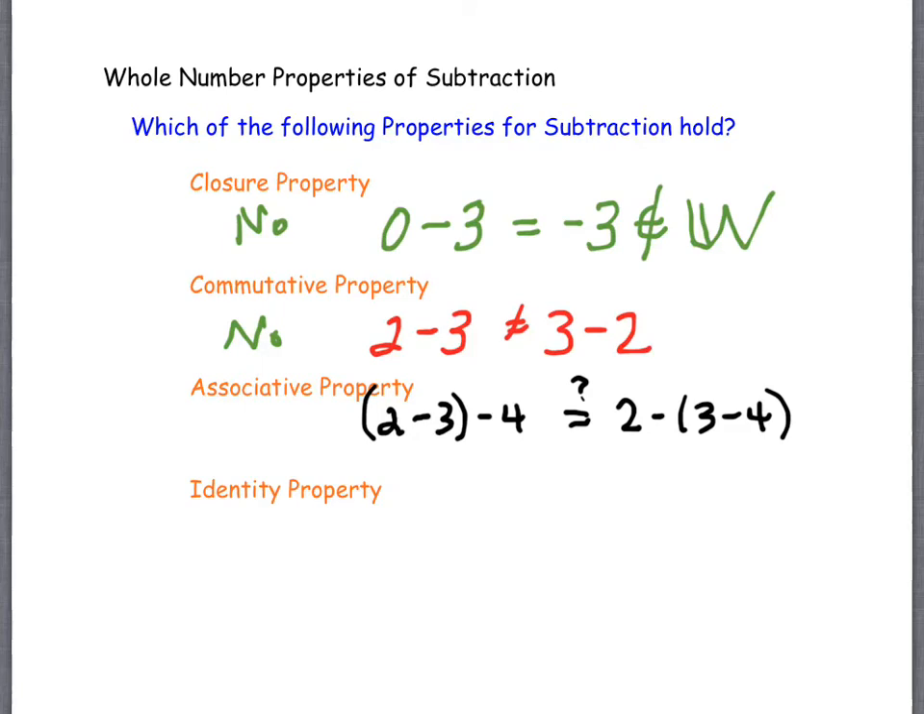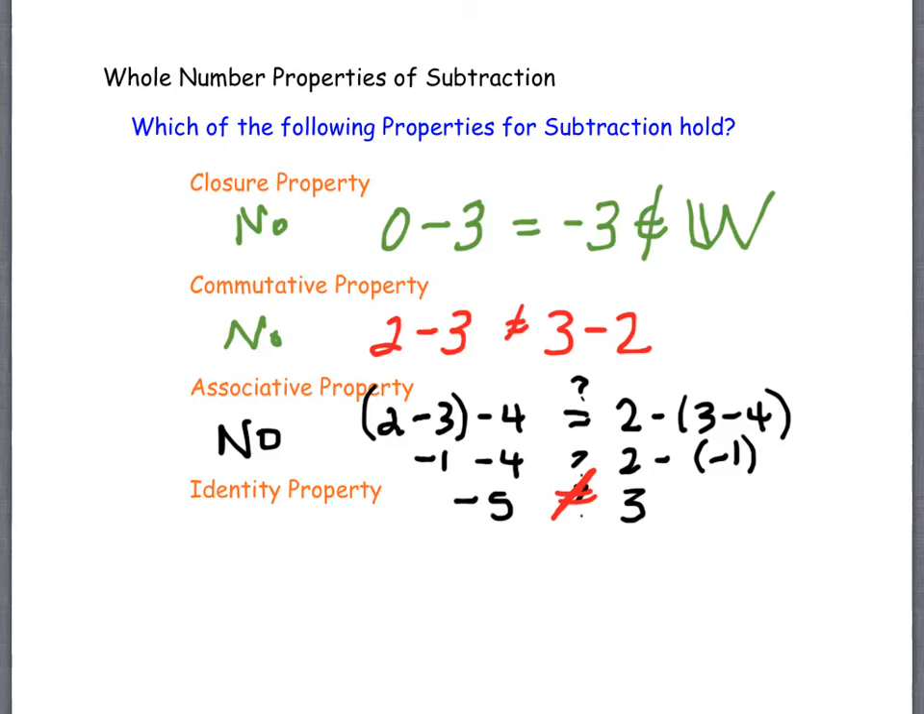We did 2 minus 3 just a moment ago. That's negative 1. What's negative 1 minus 4? Negative 5. How about the other side? Again, I'm testing whether these work in the middle. I've got 2 minus, what's 3 minus 4? Negative 1. What is 2 minus negative 1? That's 3. Is negative 5 equal to 3? No. These are not equal, so this one does not work either.